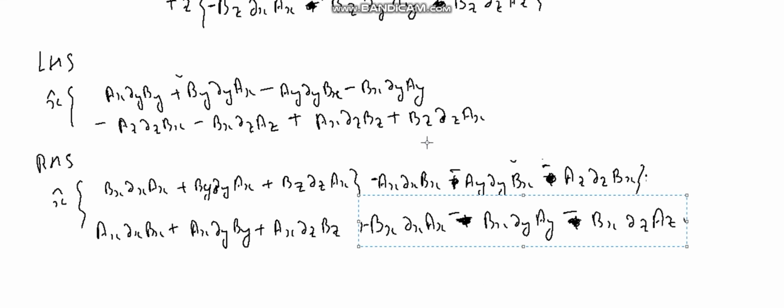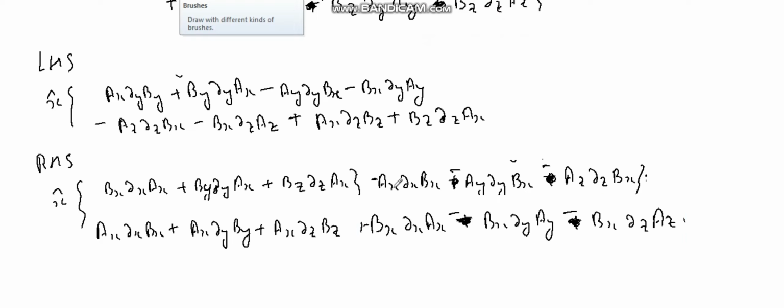Okay, so it seems like some of the terms are gonna cancel out. Let's see what those terms are. I'll use this black pencil to cancel out those terms. So ax del x bx, ax del x bx, there are minus signs, let's cancel out. Ay del y bx is not going to cancel out. Az del z bx is also not going to cancel out.